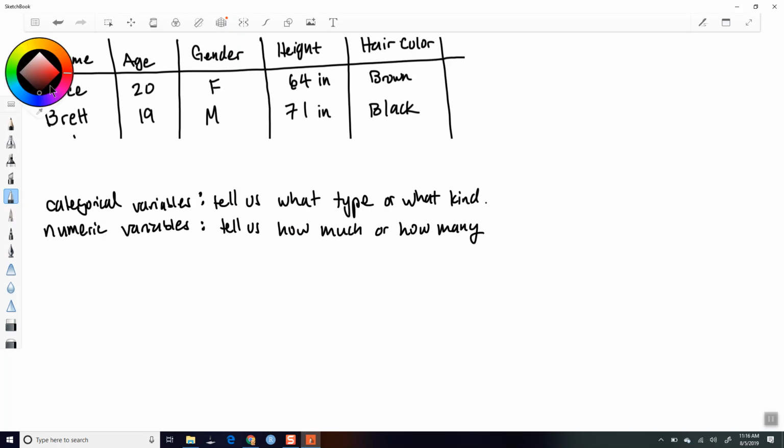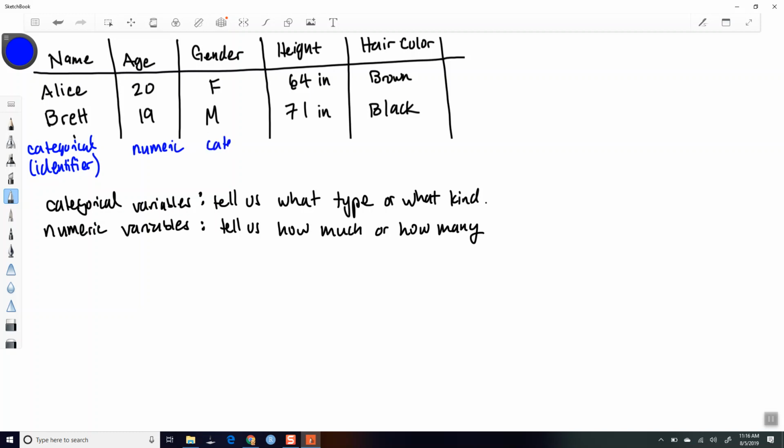Okay, so I think this is really easy, but what do we got here? So the name, this is categorical. We might call this an identifier. Okay, age, we'll say is numeric. Gender, we'll do categorical, okay, and allowing for more than 2 categories. We'll say height is numeric, and hair color we'll say is categorical, okay.